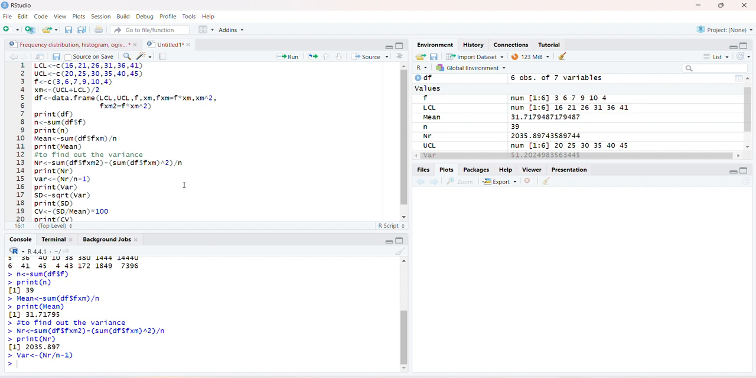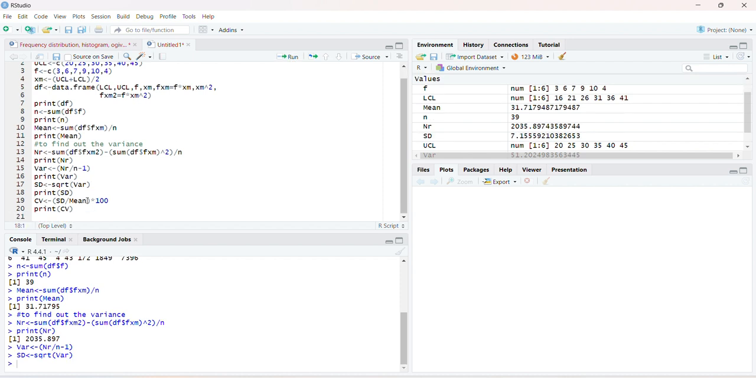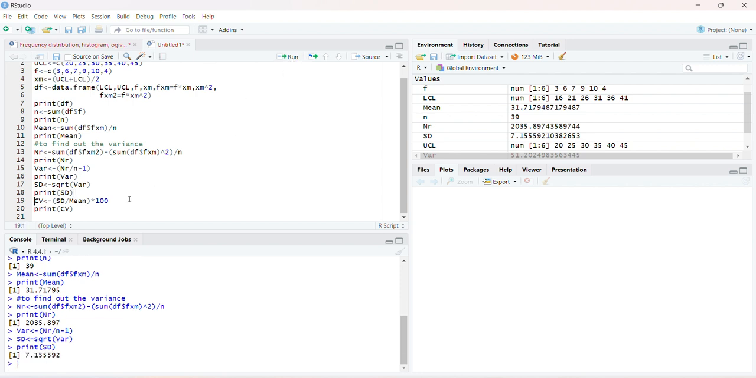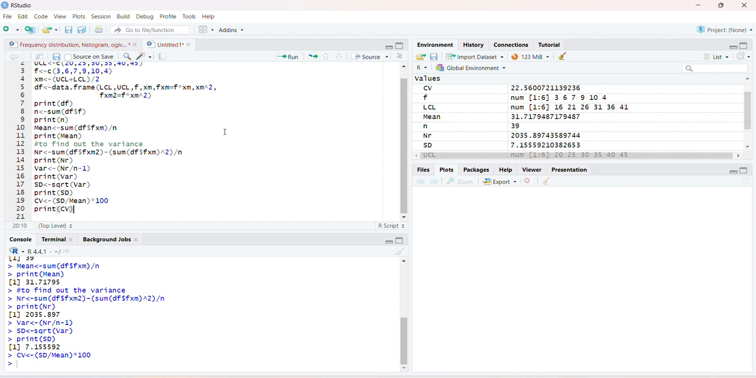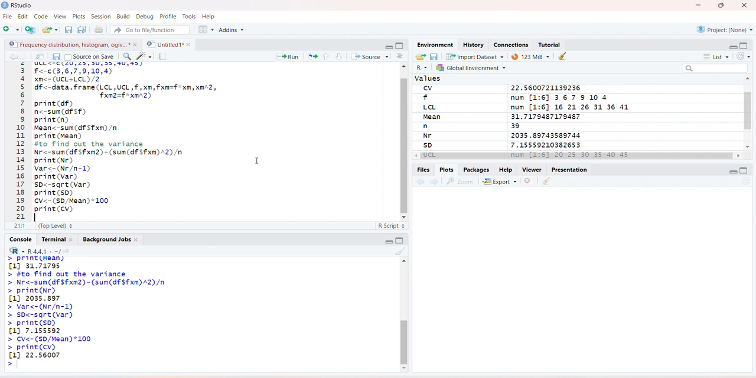So now we print the variance, and then standard deviation is the square root of the variance, which will give you the value, and then print the standard deviation. Now we need the coefficient of variance, given by the formula SD by mean into 100. So CV is SD by mean star 100. When you print CV, you will get the value. This is the coefficient of variance.